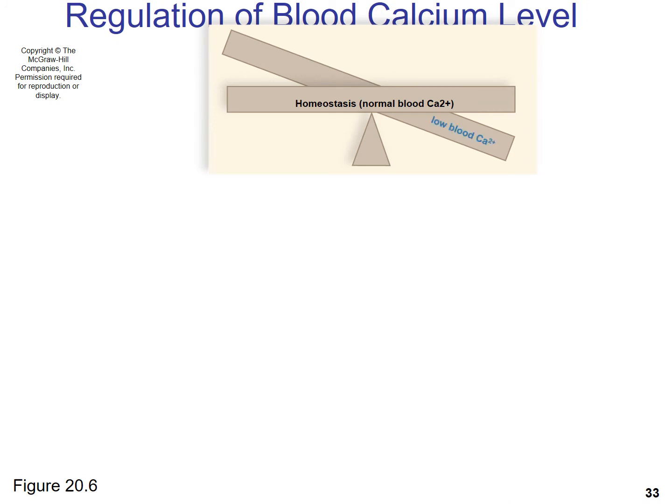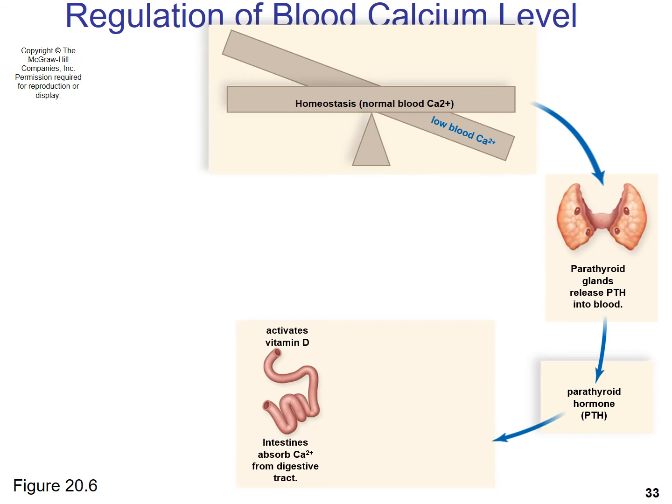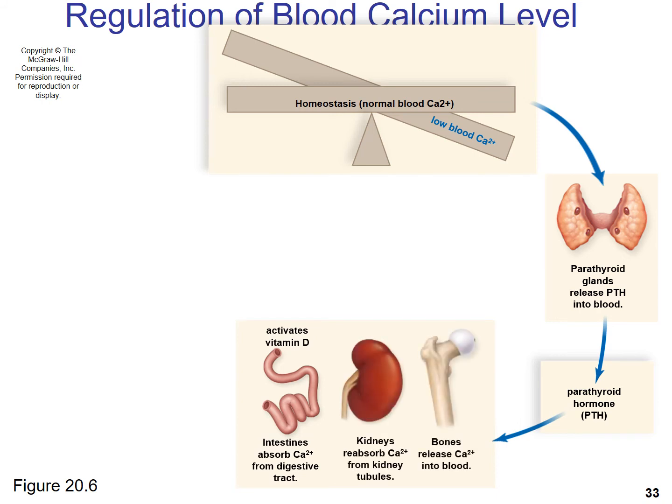Now, on the flip side, if you've got low blood calcium, the parathyroid glands, which are those small brown dots on the back of the thyroid, will release PTH, or parathyroid hormone, into the bloodstream. That will increase your levels of parathyroid hormone. This, in turn, will activate vitamin D and cause you to absorb more calcium from the digestive tract. It'll also signal the kidneys to reabsorb more calcium from kidney tubules, and it'll signal osteoclasts to break down bone tissue and release calcium into the bloodstream. Now, the long-term effects of elevated levels of parathyroid hormone can lead to osteoporosis.